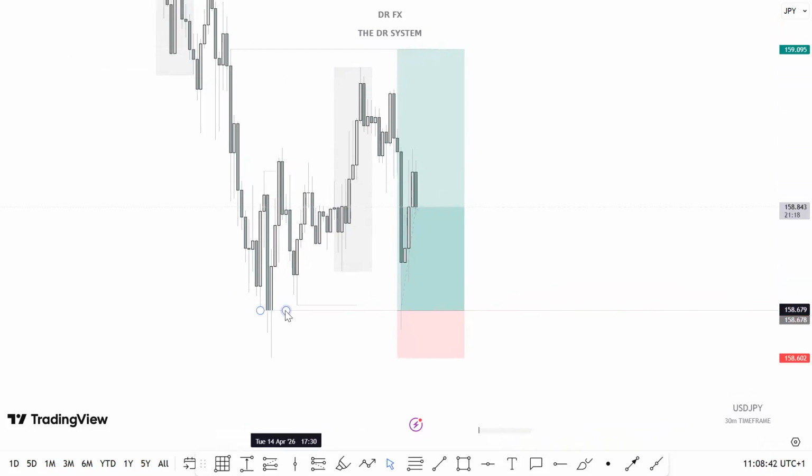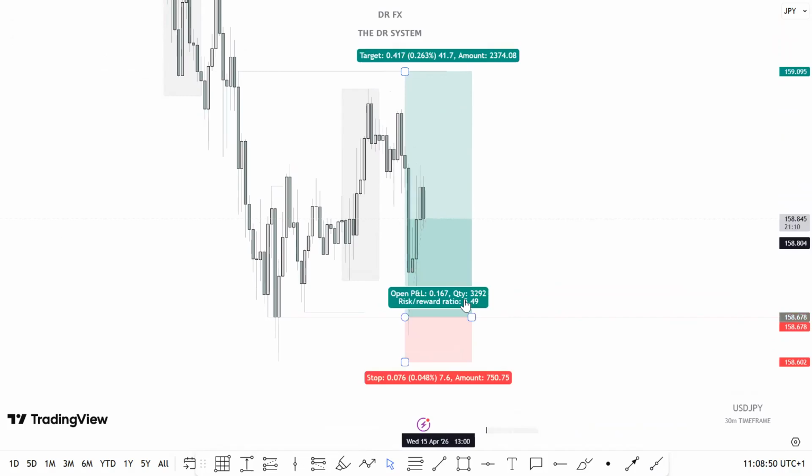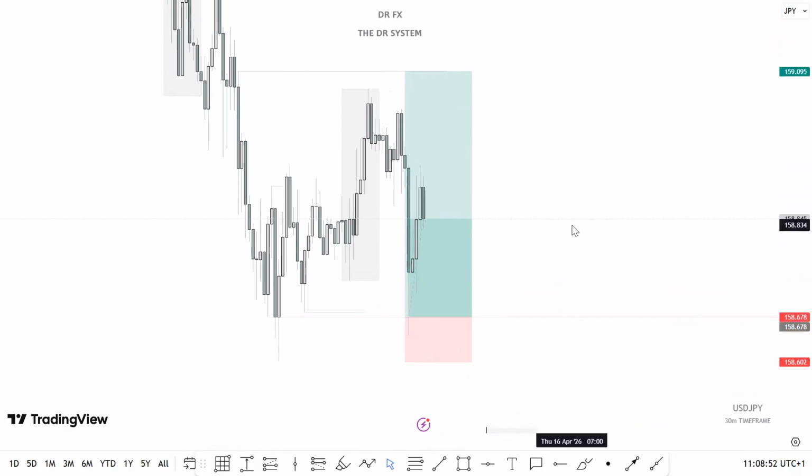A sweep of liquidity right here, a break of structure right here, a structural liquidity right here, and an engulfing buy candle. This thing happened on the daily, sometimes on the H1 time frame, and it's going to give you what you are looking for, right? It's going to give you what you're looking for.